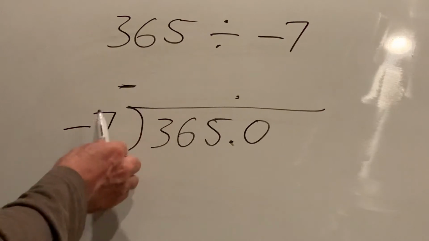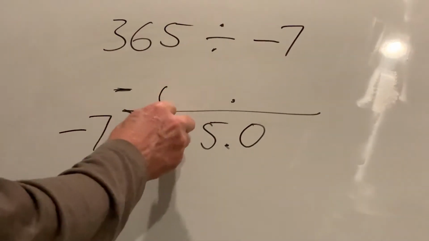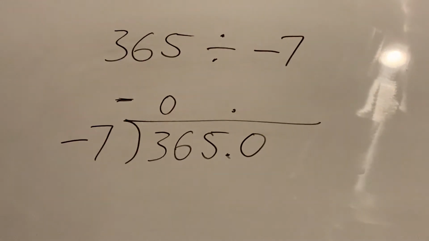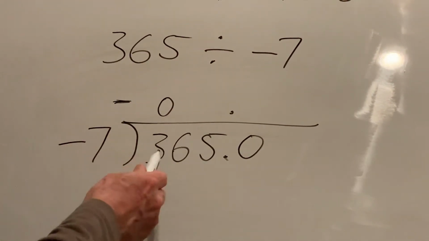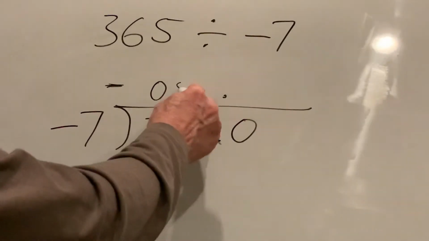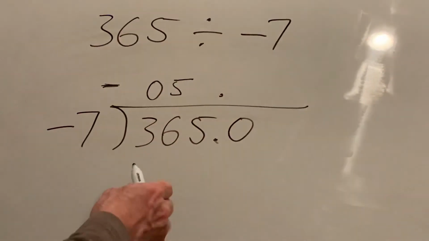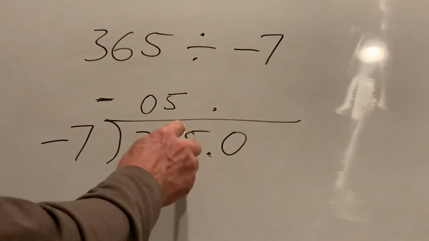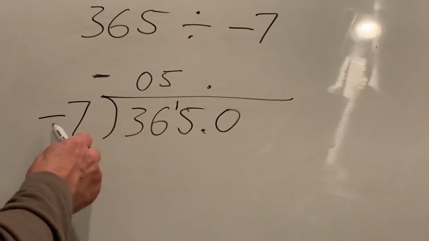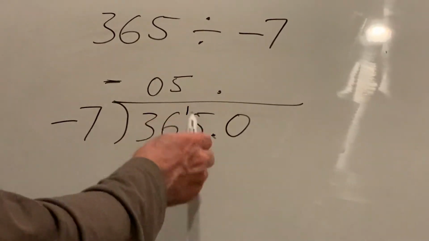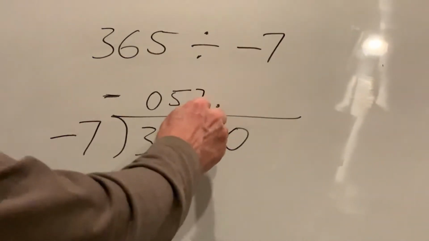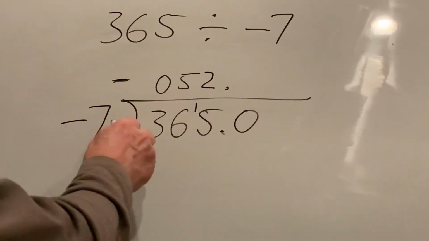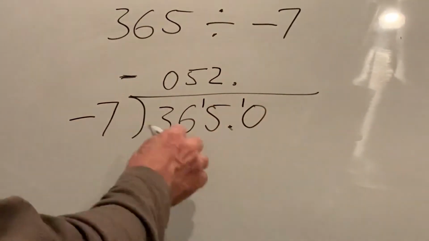-7. 7 into 3 doesn't go. It's too big. 7 into 36. Well, 5 sevens are 35, so I'd say we put a 5 there. And there's 1 left over. -7 into 15 goes twice. 2 sevens are 14, and there's 1 left over.